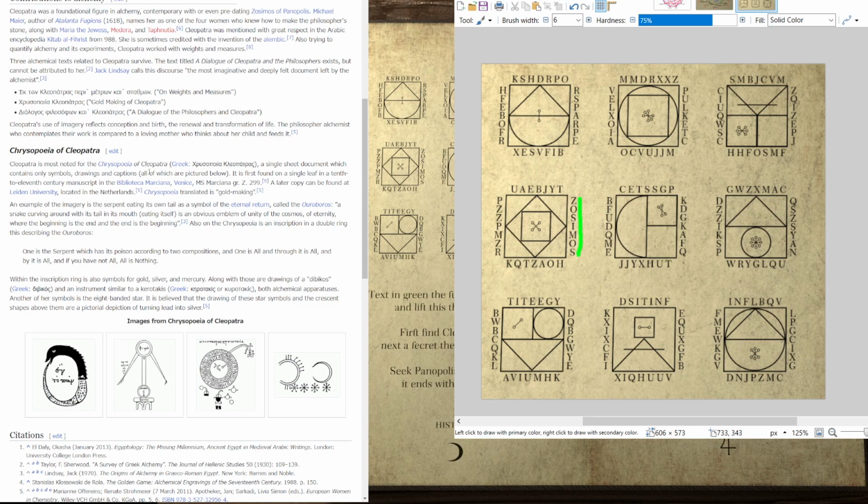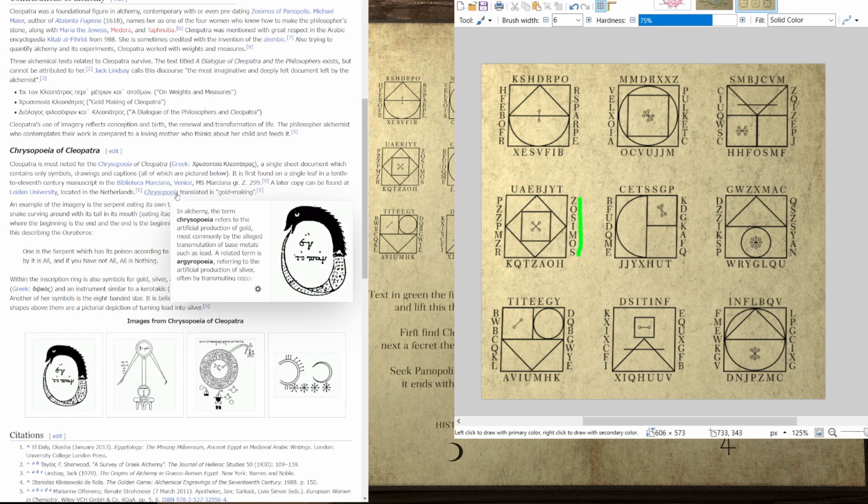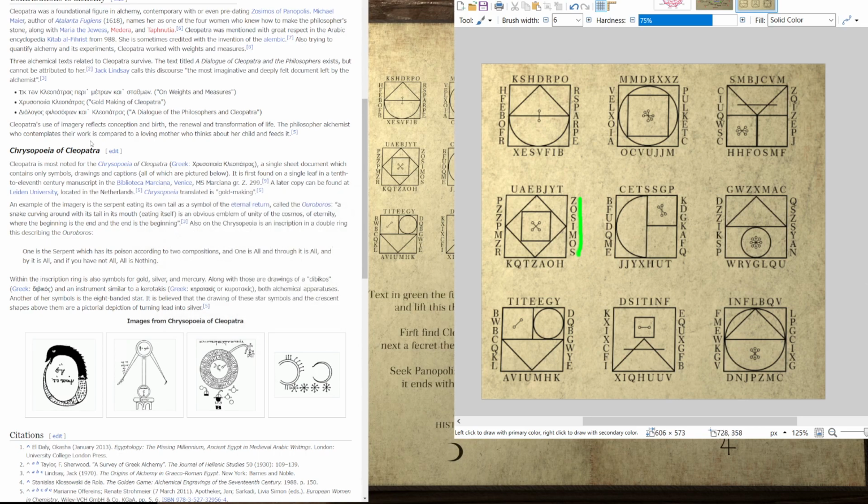It's all Greek to me. Yeah, it's also all Greek to me. Chrysopeia is gold making. Cleopatra's gold. So Cleopatra's gold is related to this. So this line about finding Cleopatra's gold is related to Cleopatra the Alchemist.